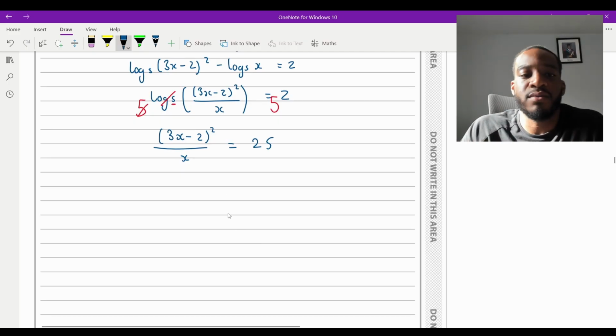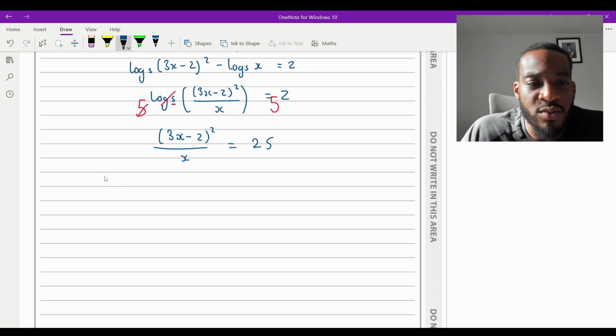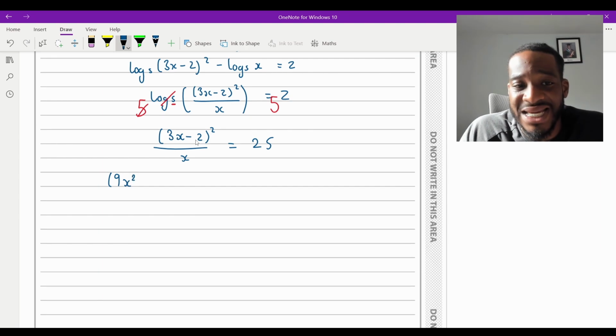We need to expand and simplify. So let me expand the numerator. If I expand that numerator, you can do double brackets and expand, but I'll do it very quickly. 3x all squared is going to be 9x squared. And then we've got 3x times the minus 2, which is minus 6x. And then we have to double that to give minus 12x. And then minus 2 all squared is plus 4. So we get that there.